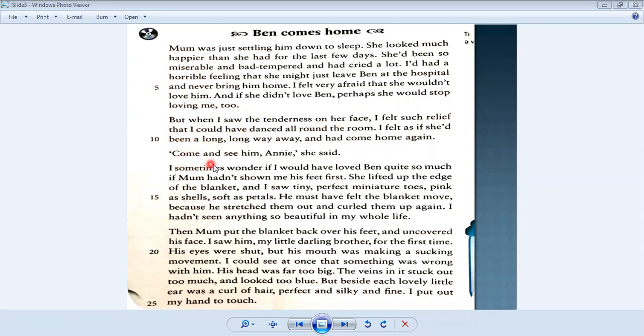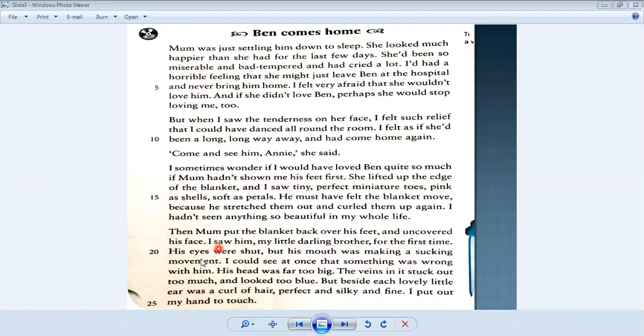Come and see him, Annie, she said. I sometimes wonder if I would have loved Ben quite so much if my mom hadn't shown me his feet first, miniature toes, pink as shells, soft as petals. He must have felt the blanket move because he stretched them out and curled them up again. I hadn't seen anything so beautiful in my whole life. Then Mom put the blanket back over his feet and uncovered his face. I saw him, my little darling brother, for the first time.